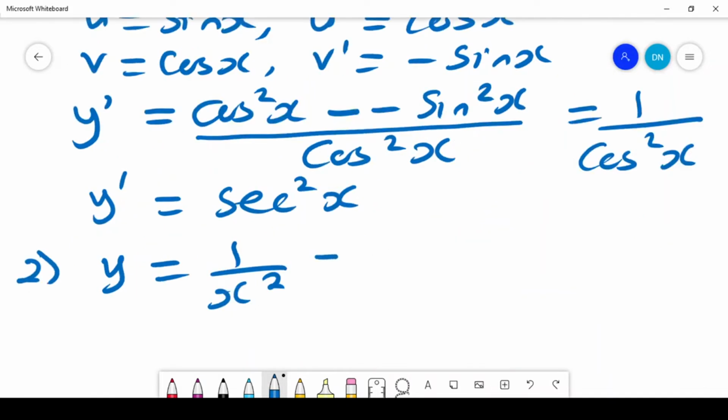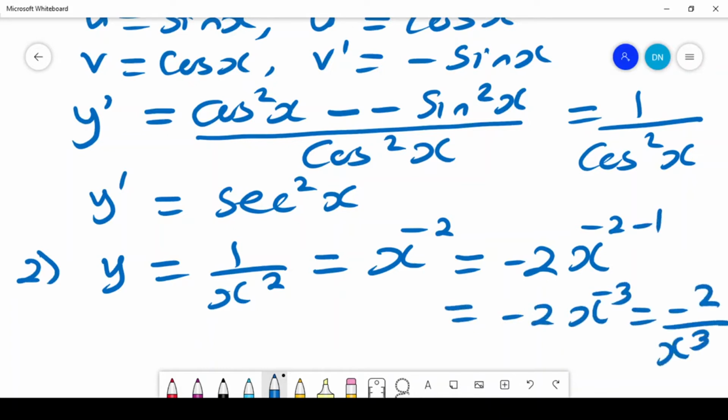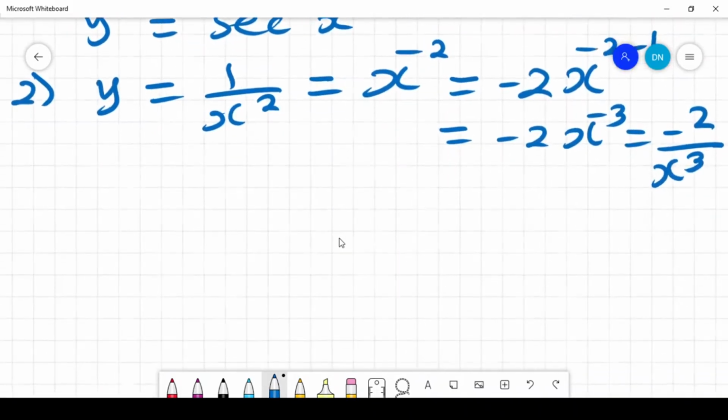Now, the trick I would have used here is I would have gone ahead and written it down like this. And from the knowledge that I have, I would have done this, and I would have gotten the answer as that, which is the same as minus 2 over x cubed. I could have done that from what I know. But I could also as well have used the quotient rule method.